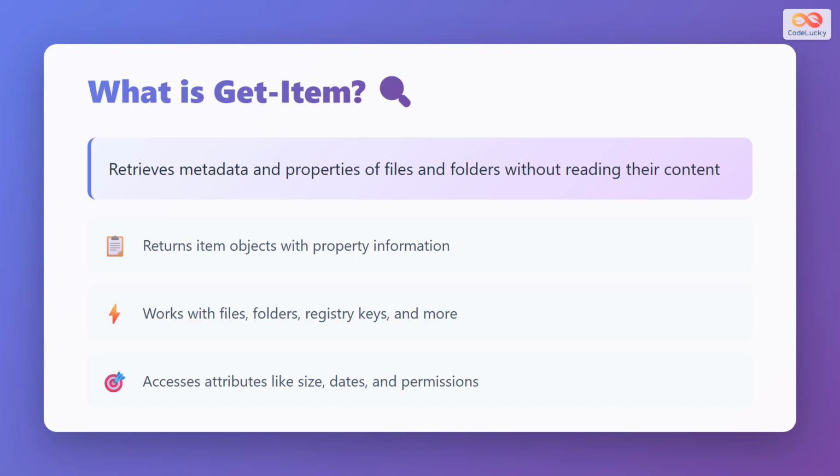Get-Item is a PowerShell cmdlet that retrieves metadata and properties of files and folders without reading their content. When you use Get-Item, it returns item objects that contain detailed property information. This cmdlet is versatile and works with various types of items including files, folders, registry keys, and more. The key advantage of Get-Item is that it allows you to access attributes such as size, dates, and permissions efficiently. Think of it as a way to inspect the characteristics of an item without opening or modifying it.